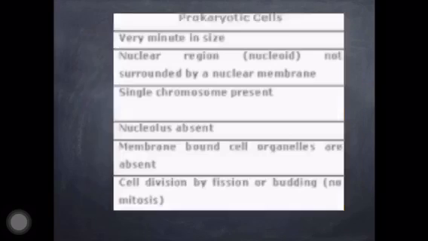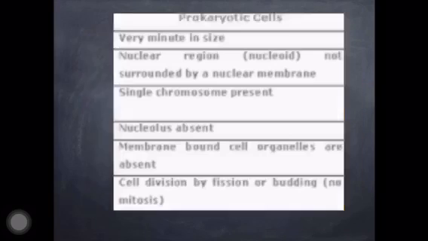So the meaning of nucleoid is where the nucleus is not developed, and it is not surrounded by any membrane. A single chromosome is present over there. Nucleolus is absent. Inside there is no nucleolus, as their nucleus is not developed, they have nucleoid. Membrane-bound cell organelles are absent, and cell division is by fission or budding.